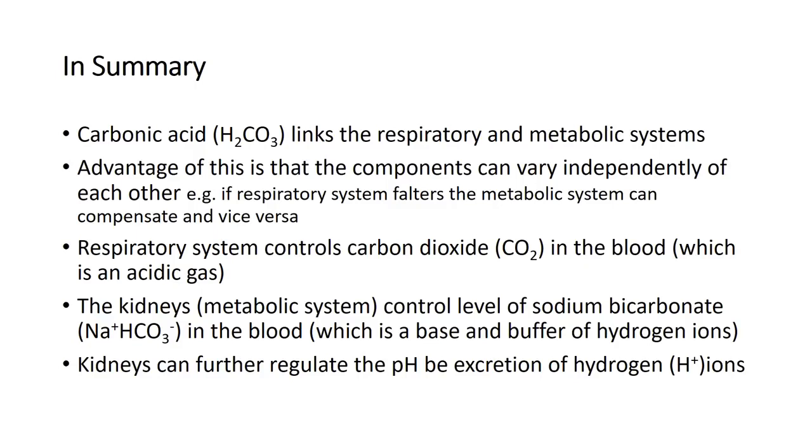The respiratory system controls carbon dioxide in the blood, which is an acidic gas. The kidneys, the metabolic system, can control the level of sodium bicarbonate in the blood, which is a base and a buffer of hydrogen ions. Furthermore, the kidney can regulate the pH by excretion of hydrogen ions.